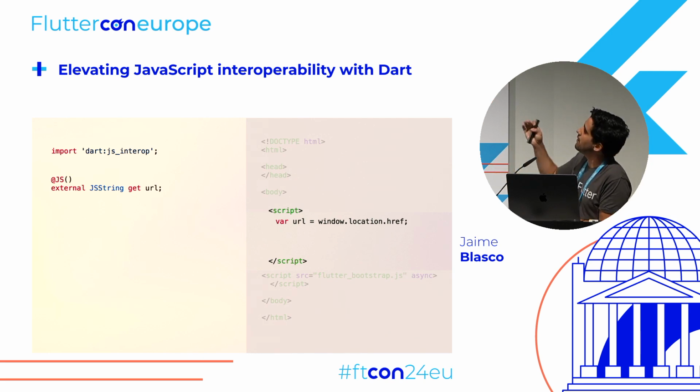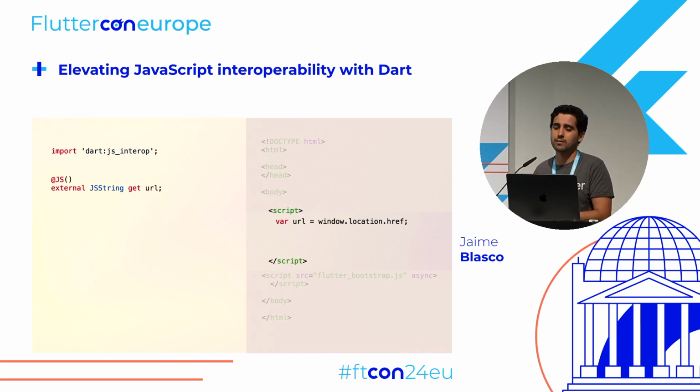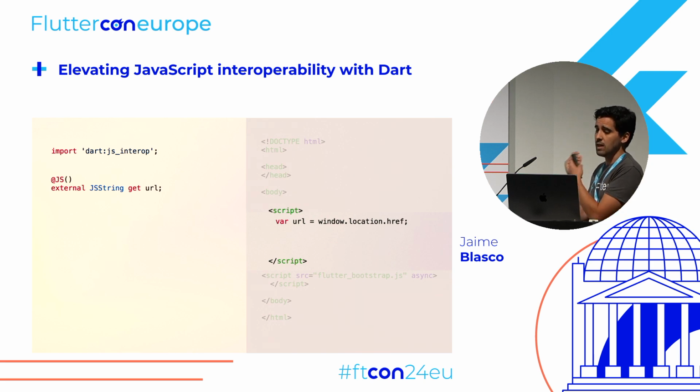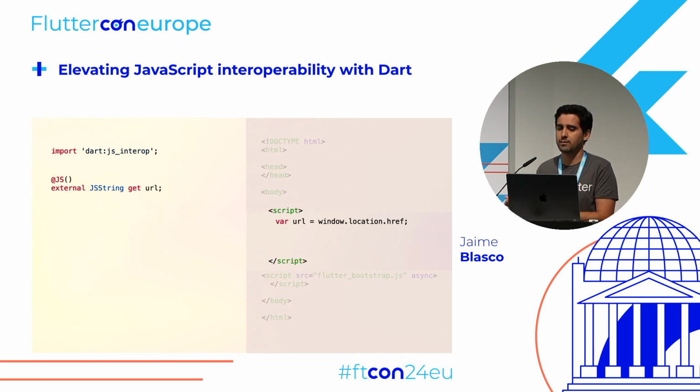Then the JS annotation tells you that it's coming from JavaScript, because there are other external methods that could be coming from native platforms like IO. And for the type, since it is a JavaScript string, we are going to use a new type that dart:js_interop provides, which is JSString. So let's talk more about these Dart JavaScript types.